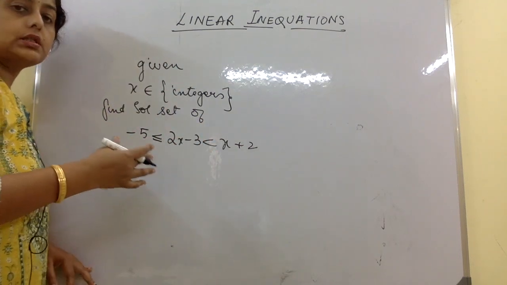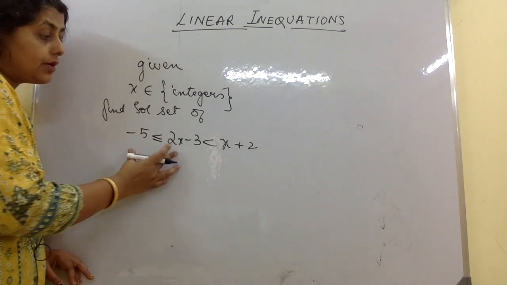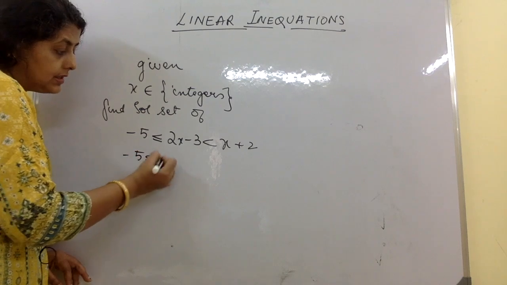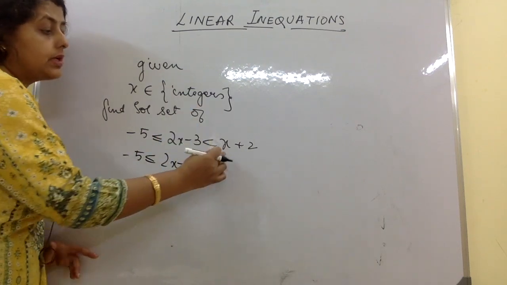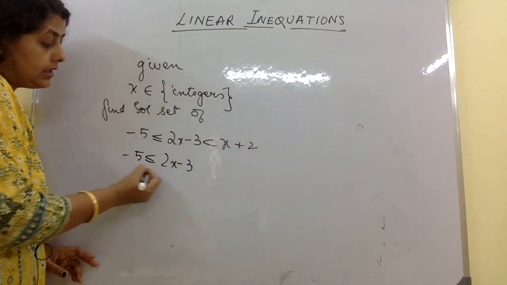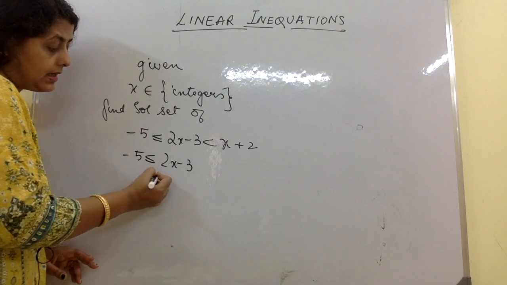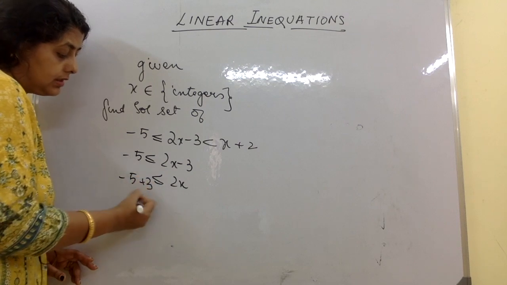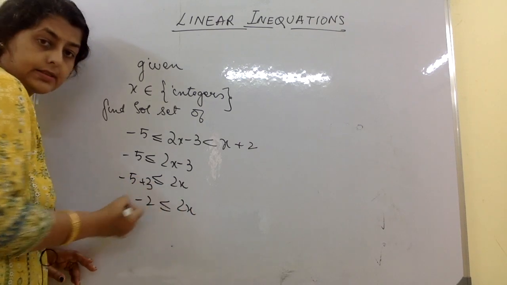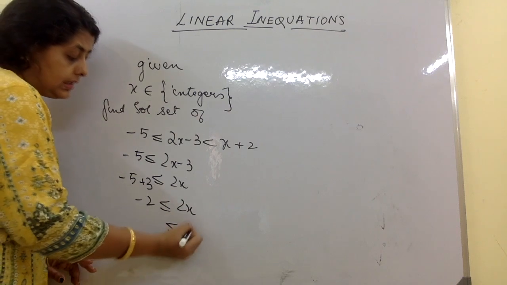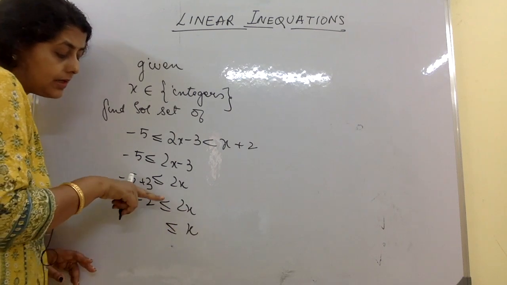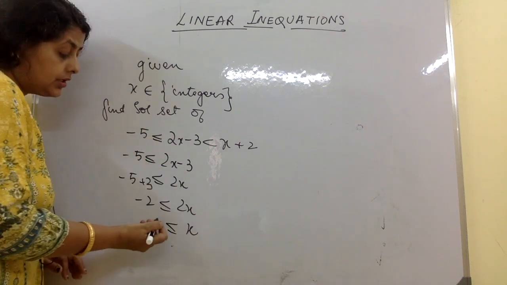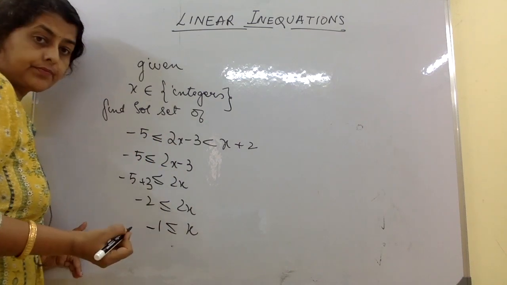Now the confusion starts: how to solve this? We'll take one at a time. We'll take this and this. So -5, this, 2x minus 3. At the moment, I forget about the x plus 2. Take the numbers to one side, so here it is 2x, and this is -5 plus 3. This is -2, this is 2x. Now I divide by 2 throughout, so no change in sign. I am not dividing with a negative, so x is greater than -1.